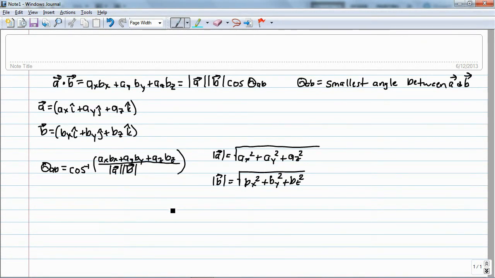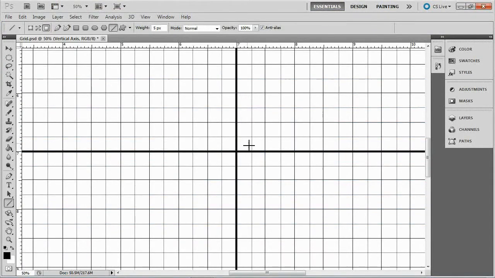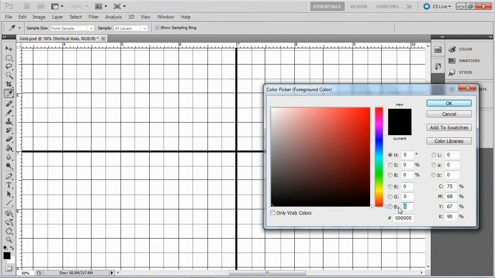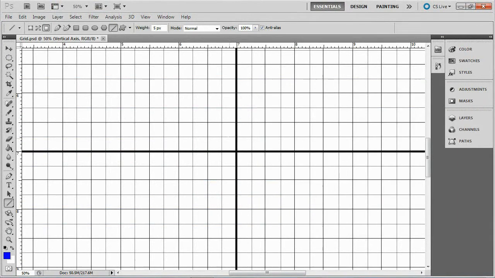Now let's look at what the dot product actually represents. So let's take two very simple vectors. Let's start with our blue vector, and we'll start with 5, 0, 0. 5i hat plus 0j hat plus 0k hat. So there's 5 right there.